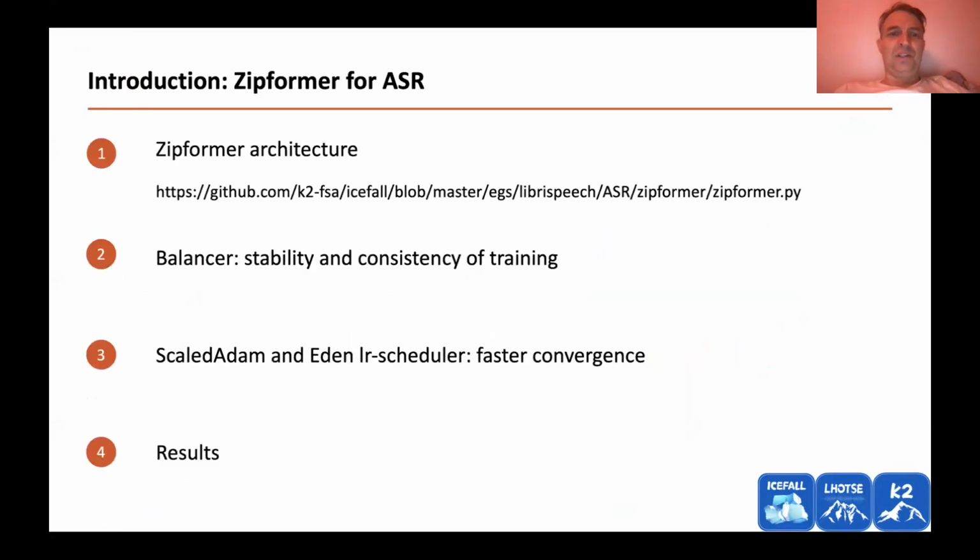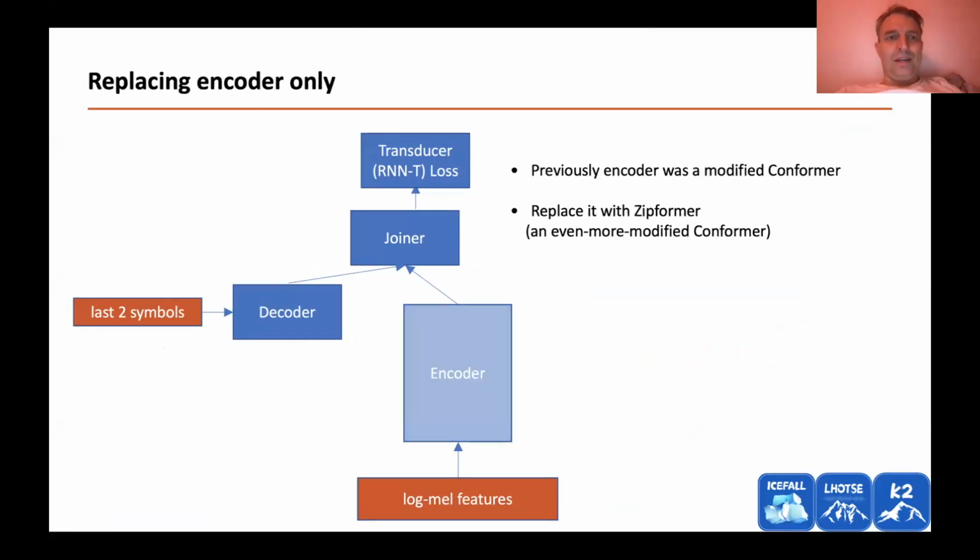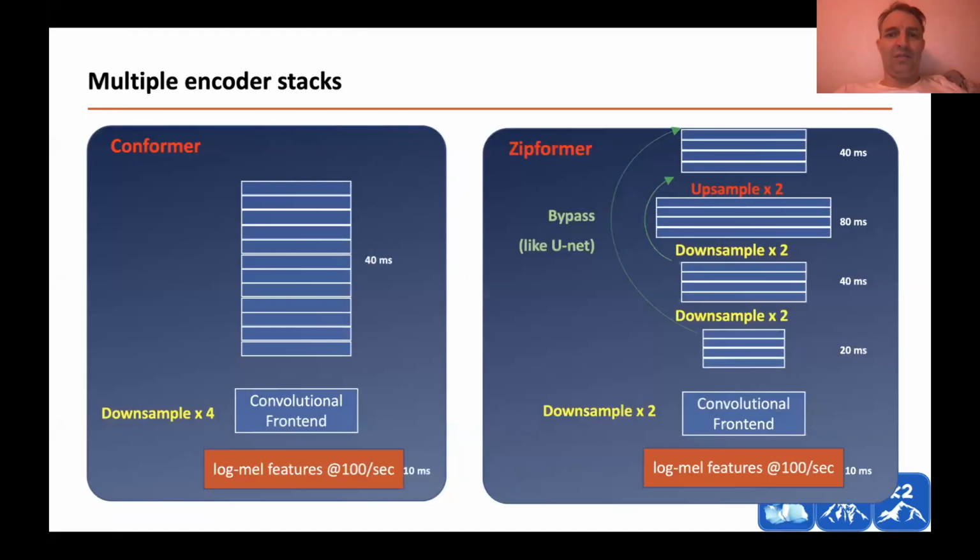We recently introduced this thing called Zipformer, which is a highly modified Conformer. This is our overall architecture. This just shows what an RNNT looks like, with a decoder, an encoder, a joiner. It's a stateless RNNT, so the decoder only sees the last two symbols. So it's not much of a language model. And we're just replacing the encoder from a Conformer to a Zipformer.